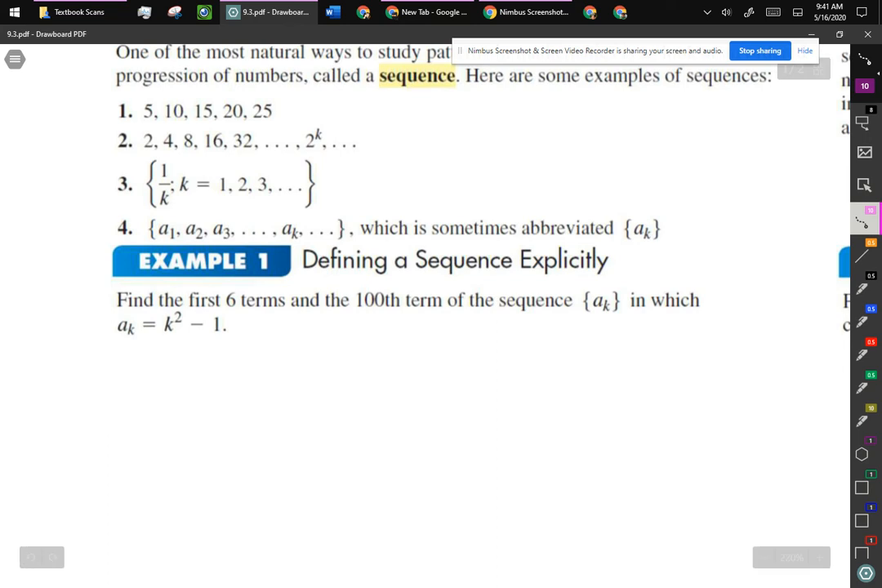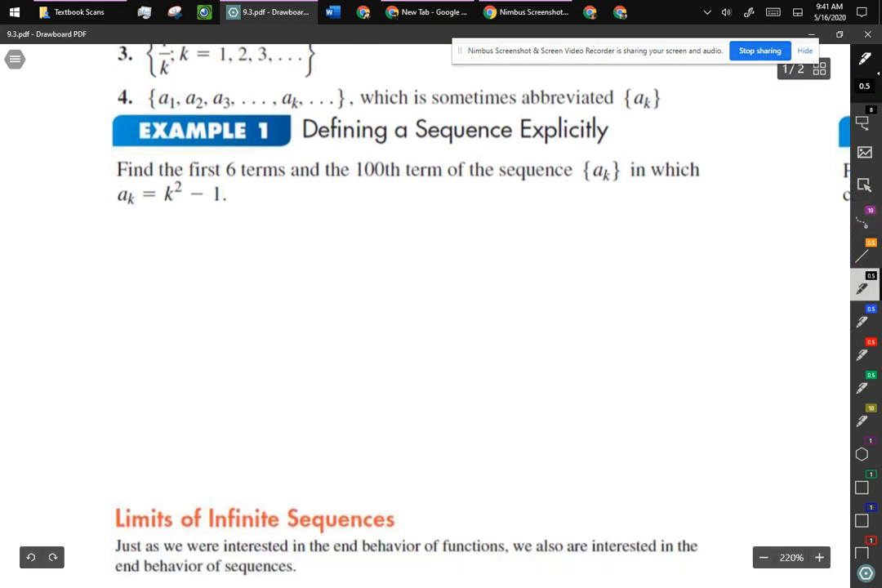So again, going to example 1, this is a very straightforward one. I want the first 6 terms and the 100th term, and this sequence is defined explicitly right over here, right? So explicit. So this is basically the rule for getting which term you want. So if I want the first term, it'd be a sub 1, right? That 1 means it's the first term, and then it's just 1 squared minus 1, well, that's 0. Here's the second term, a sub 2. It's defined by 2 squared minus 1. It's 3. A sub 3 would be 3 squared minus 1. That's 8. And you get the idea.